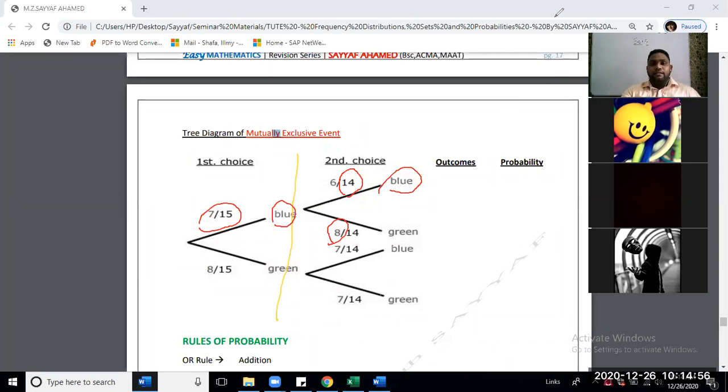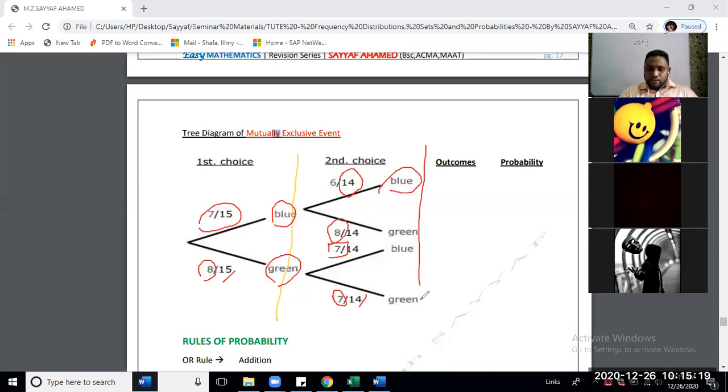And in the second branch, we assume the green color has gone out. So therefore, the 15 becomes 14 and the 8 of the green becomes 7 here, assuming that the green has gone out. So therefore, there's no change in the blue. Don't get confused with this part. I hope this is clear.